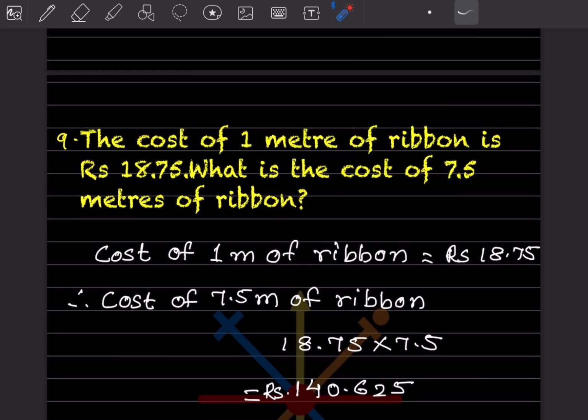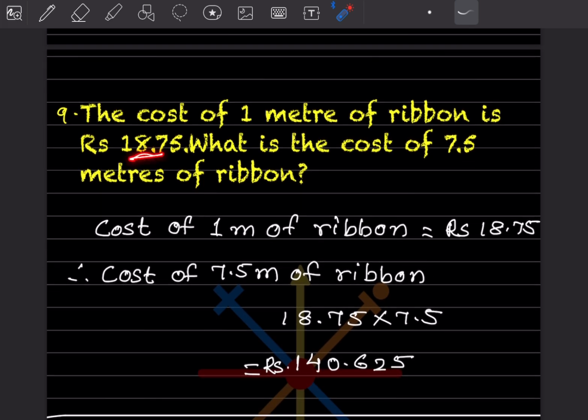The cost of 1 meter of ribbon is rupees 18.75. What is the cost of 7.5 meters of ribbon? So here, cost of 1 meter of ribbon, that is rupees 18.75. Cost of 7.5, because this is meter, so this should be below that. That will be, you're going to cross multiply 7.5. That will be 18.75 into 7.5. When you multiply this, you get 140,625. But you have 1, 2, and 3. So you 1, 2, and 3, there are decimal.